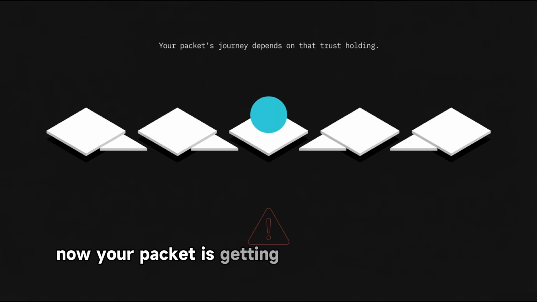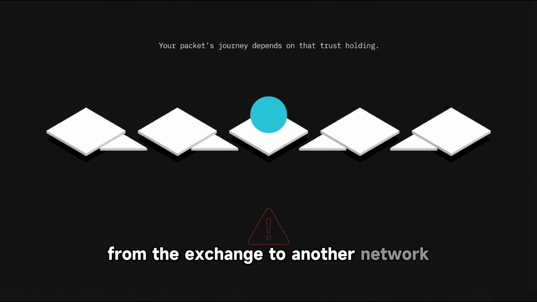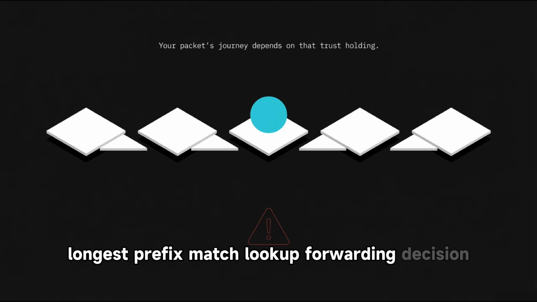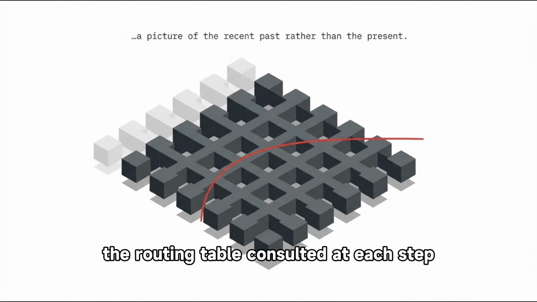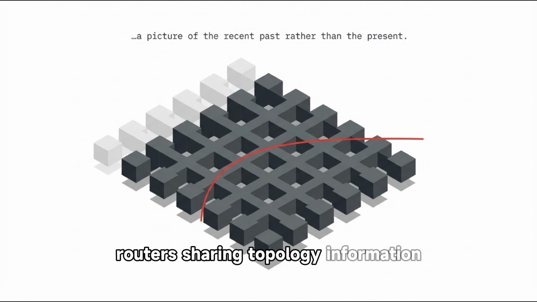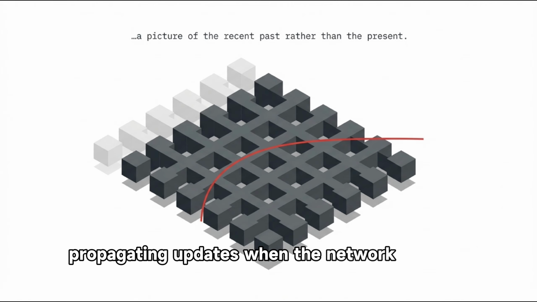Now your packet is getting closer to its destination. It's been handed off from your ISP to an exchange, from the exchange to another network, from that network closer to wherever the destination server lives. At each hop, the same process: arrive at a router, longest prefix match lookup, forwarding decision, move to the next hop. The routing table consulted at each step was built through dynamic routing protocols, routers sharing topology information, computing shortest paths, propagating updates when the network changes.